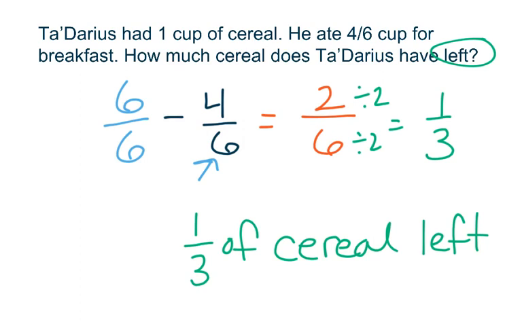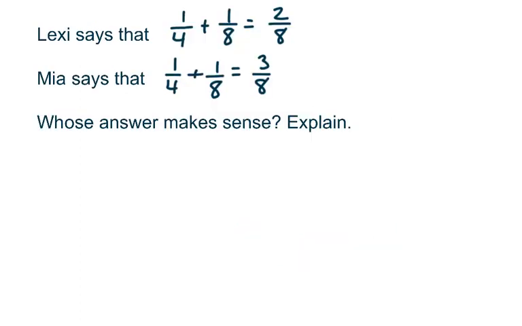Let's take a look at one final question. Lexi says that 1/4 plus 1/8 is equal to 2/8. Mia says that 1/4 plus 1/8 is equal to 3/8. Whose answer makes sense? Explain. Go ahead and solve this problem. What do you think? Which of these answers makes the most sense and why?